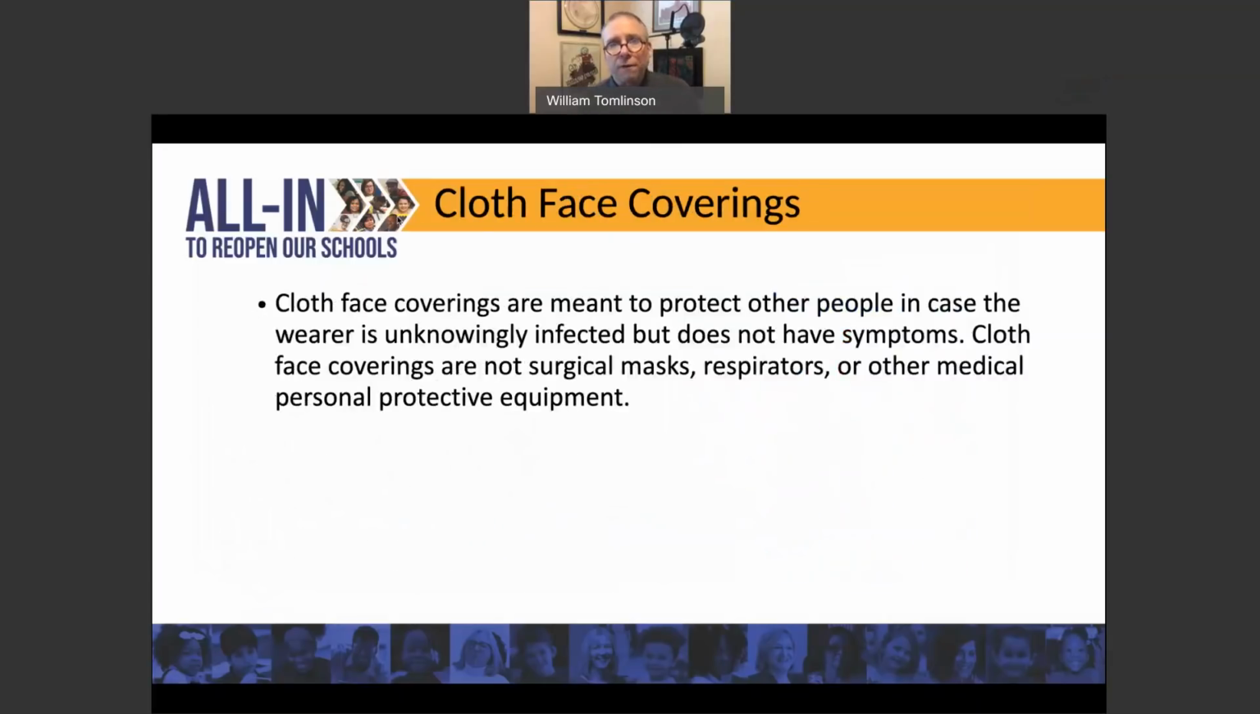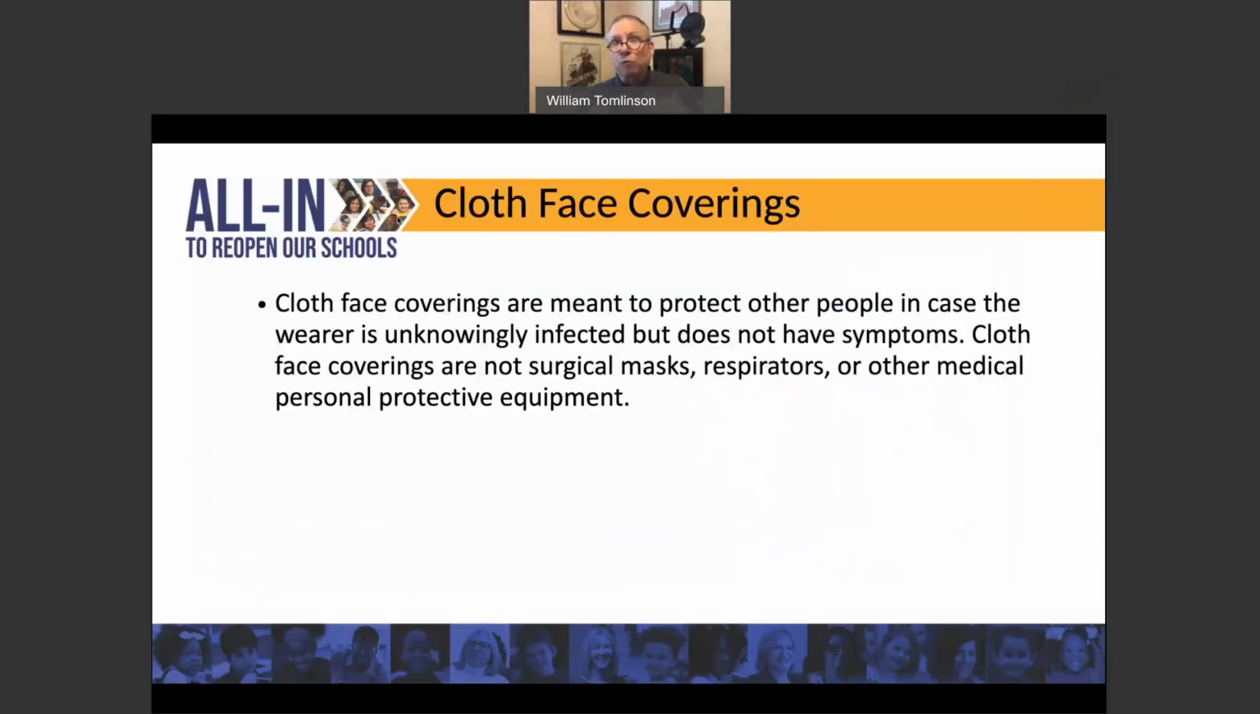Okay, we're going to talk about cloth face coverings now. So, cloth face coverings will be provided as well as disposable 3-ply surgical masks. Now, there's some misunderstanding about masking. Some people, like this is one of my masks, just a simple cotton mask.